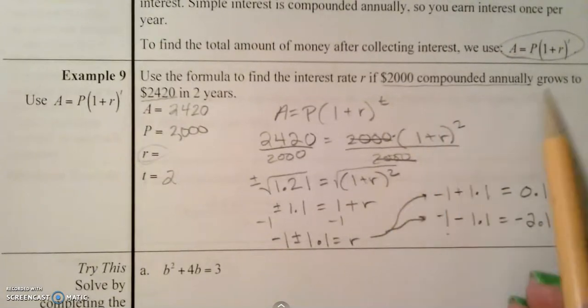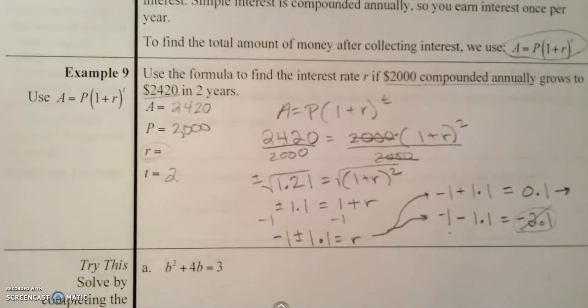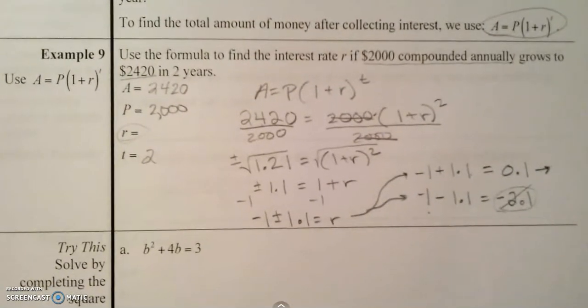Now, my money grew, meaning it got bigger. So a negative interest rate would make it smaller. I would be losing money. So it can't be negative, which means that this is my interest rate. We like to write our interest rates as a percent. So 0.1 as a percent is a 10% interest rate.